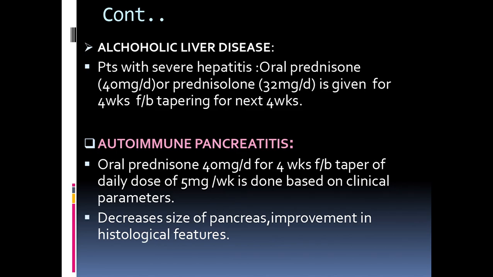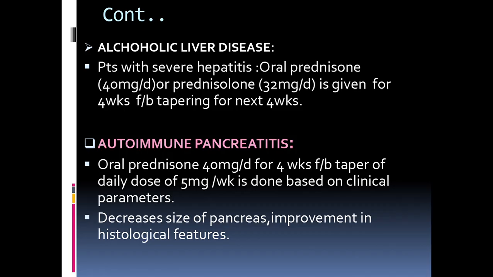Then alcoholic liver disease. In patients with severe hepatitis, oral prednisone 40 mg per day or prednisolone 32 mg per day is given for 4 weeks followed by tapering over the next 4 weeks.